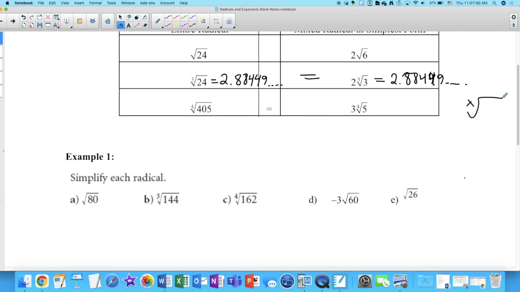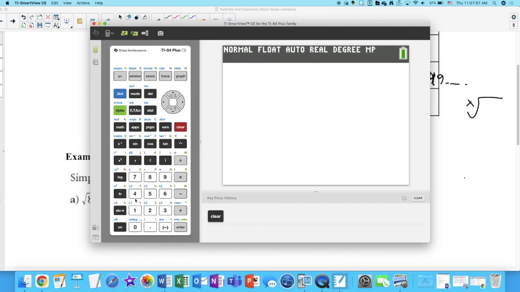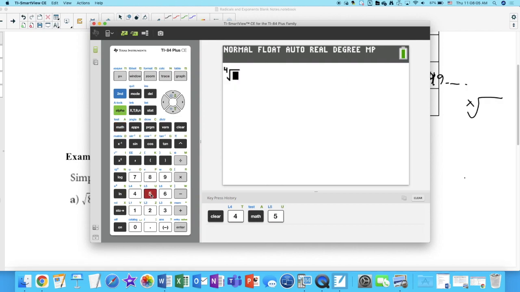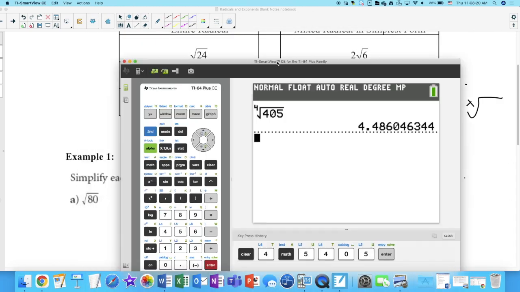On the TIs, you have to enter the index in first, and then that button is under math, and you have to go down to 5. So on the TIs, you don't use the shift button. It's in the math menu. And then you could put in 405. And this is 4.486.